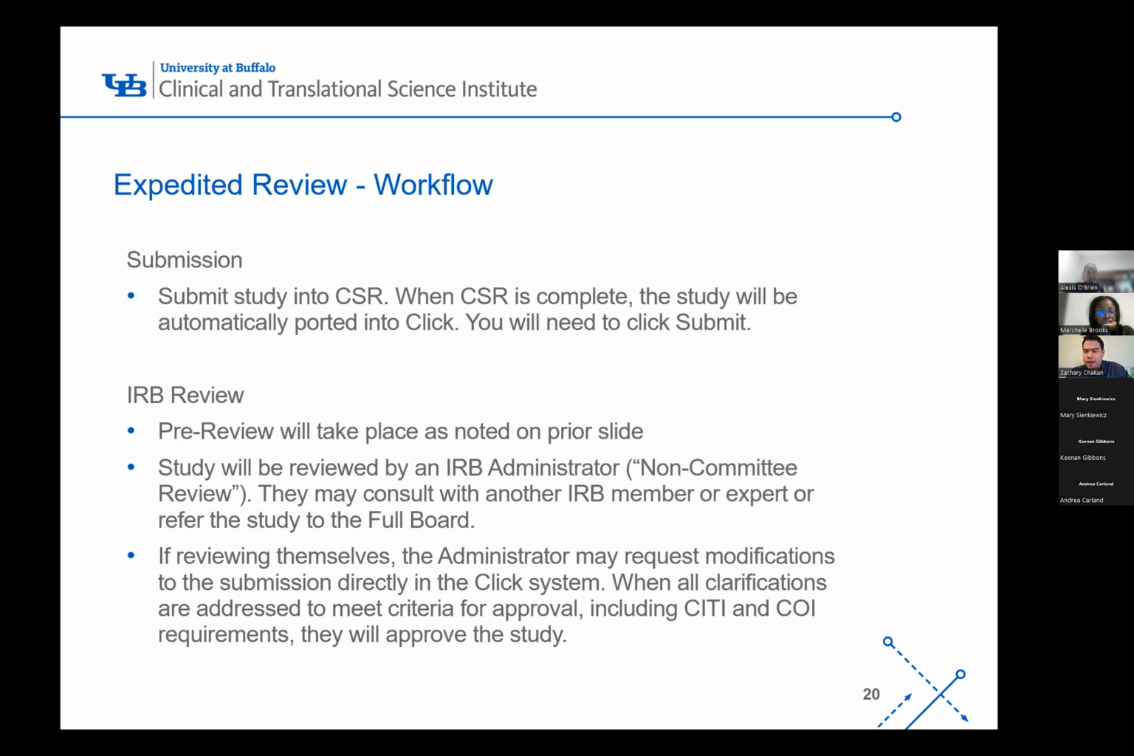Sometimes, depending on the type of study, if there are some gray areas or some questions, we may have to consult with other IRB administrators, our superiors, or board members. We can go back and forth with the investigators or coordinators or other team members as well. And sometimes a study might have to be referred to the full board for review, as I mentioned before.